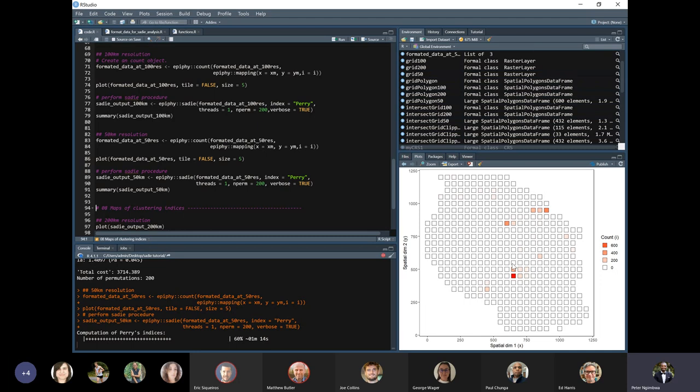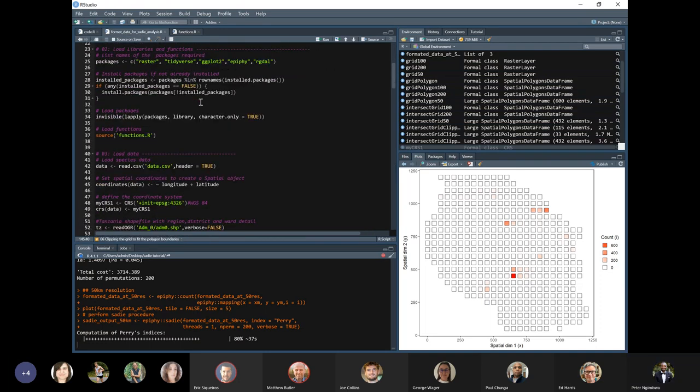Maybe I can talk about that, but I skipped that part because I thought maybe people won't be interested, so I just went straight to the third method. But I wrote these small functions, which convert the data into the format of the grid cell, whether it's 100, 200 kilometer, or the 50 kilometer.